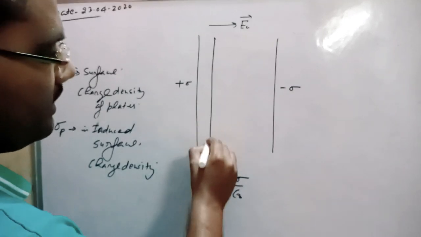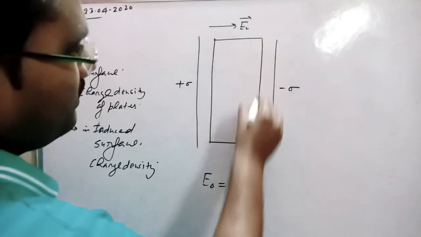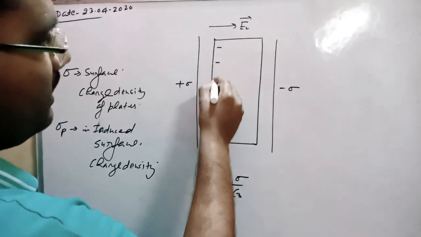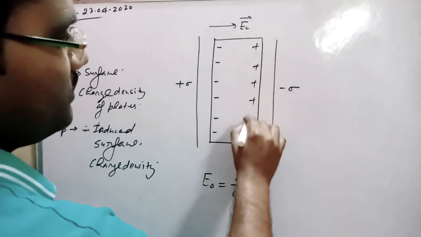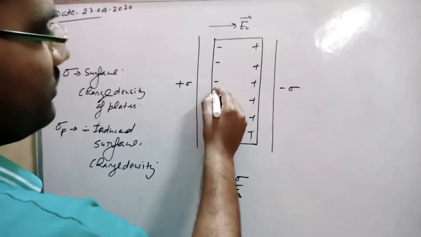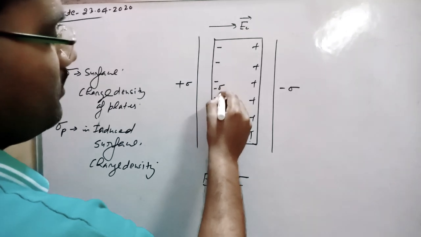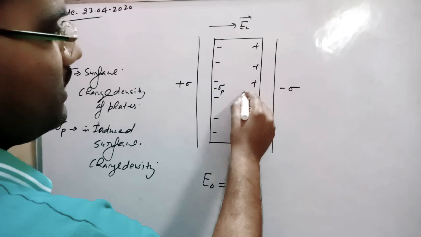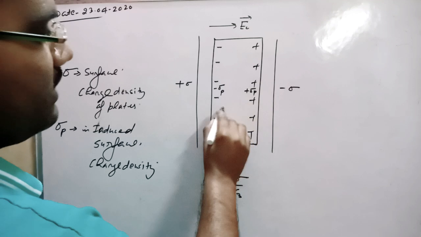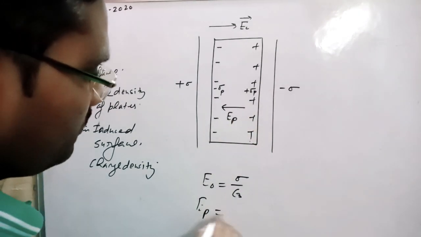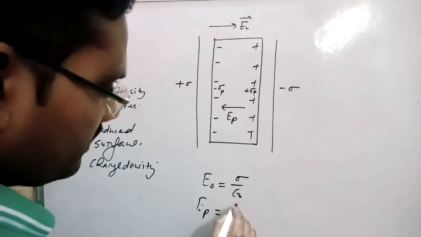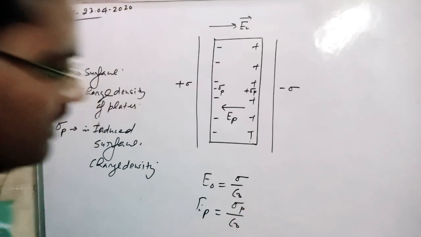And here, when we take a dielectric, then all negative charges come to the left side and all positive charges come to the right side, and the surface density of this one is minus sigma p, and this is plus sigma p, and there is an internal field produced, EP, and the value of EP is equal to sigma p divided by epsilon naught.